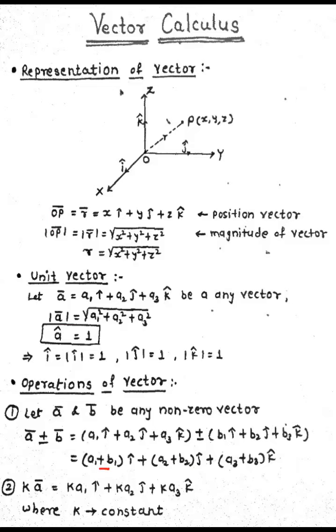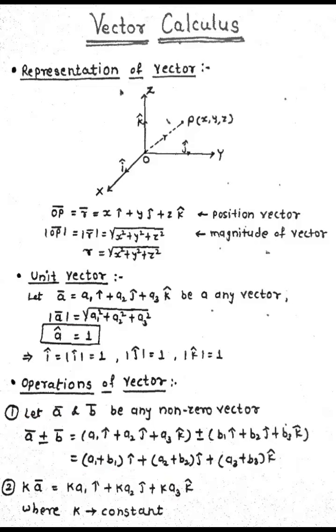Now here the meaning of this first operation is that if you take the addition of two vectors, the answer is also a vector quantity. If you take the subtraction of these two vectors, then the subtraction of these two vectors is also a vector quantity. So student, if you take subtraction, then here is a negative sign.